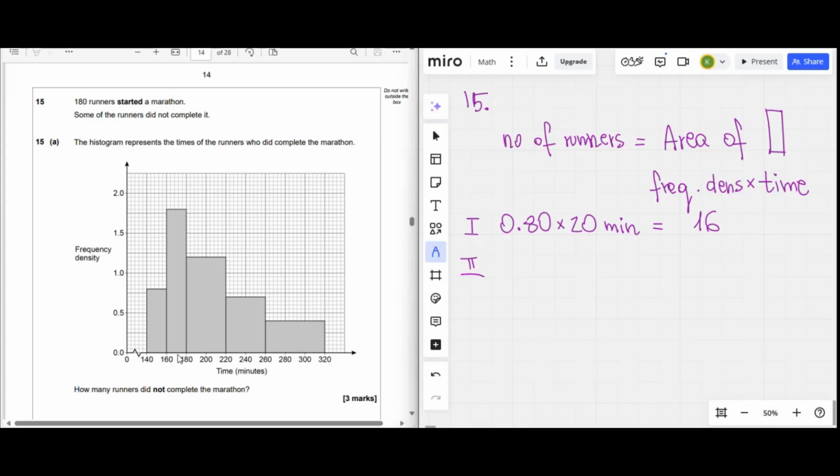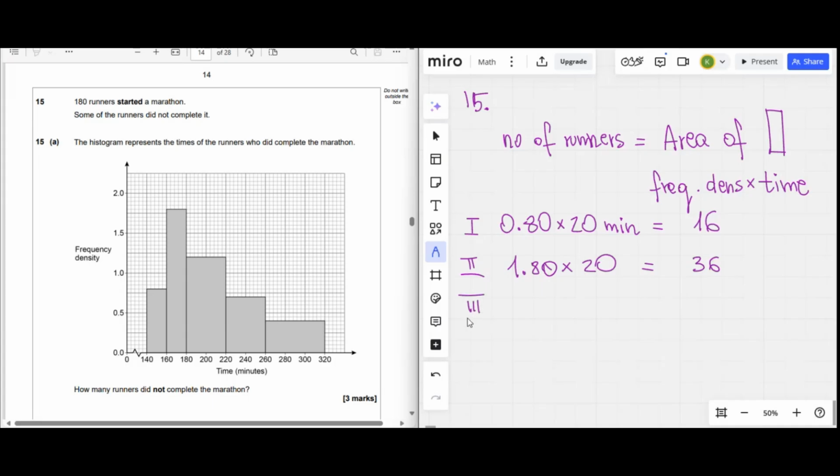In the second block, we had, again, 20 minutes, but the frequency density is 1.8, I believe. That's 36.